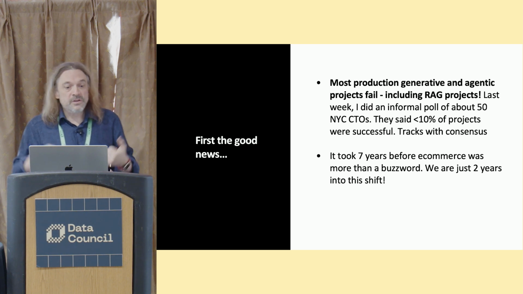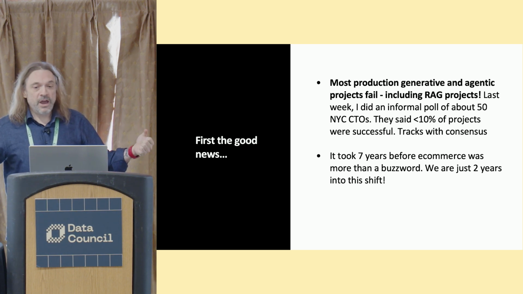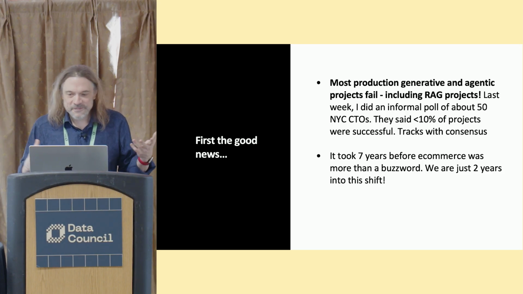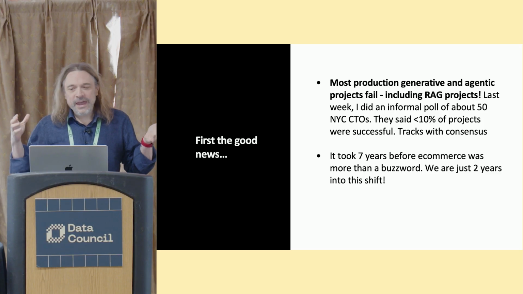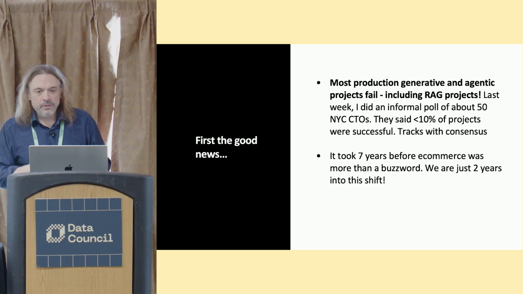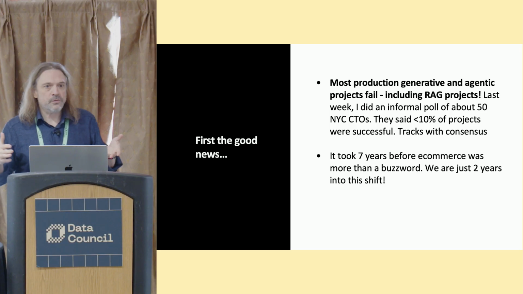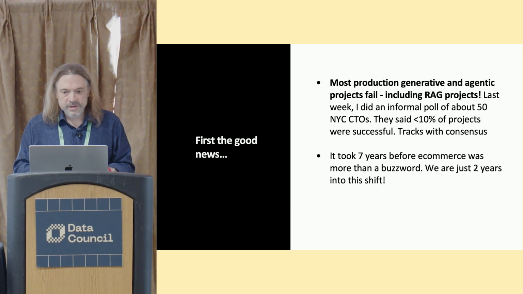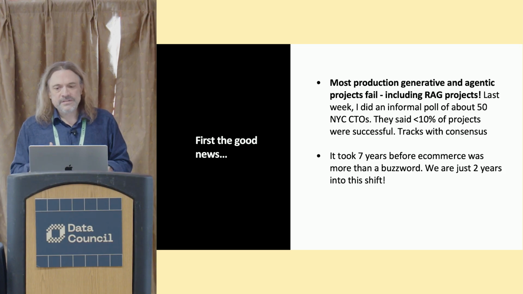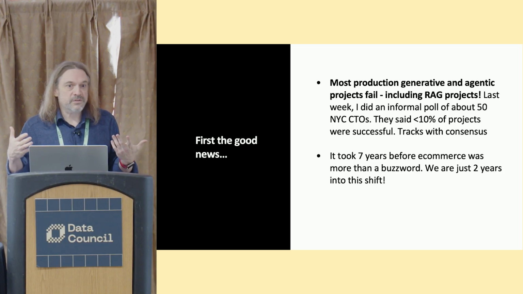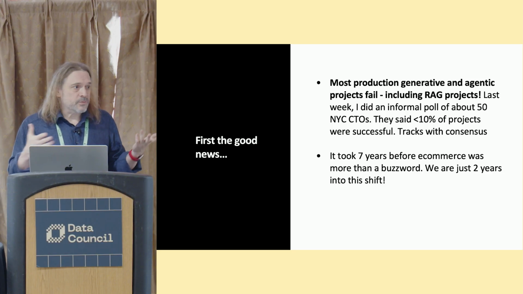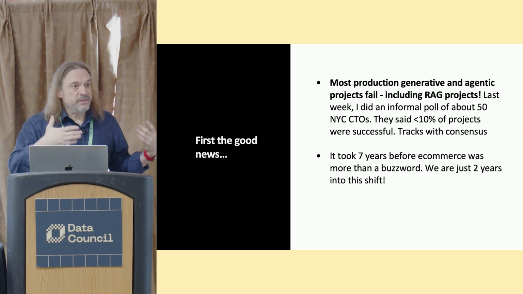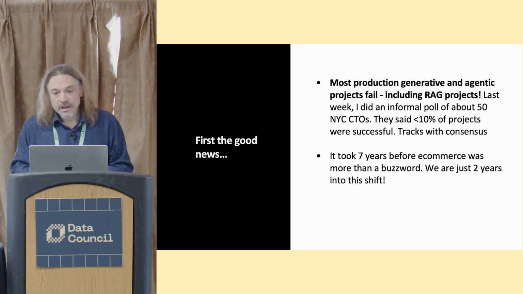I'm talking about this. So the good news: most production generative and agentic projects fail, including RAG projects. Doesn't sound like very good news yet. Last week, I was in a room with about 50 CTOs, not really people in the AI space, just people doing real business stuff. And the general consensus was that about 10% of the projects they were seeing were successful. That tracks with general industry consensus that we're having a very hard time moving things into production as an industry.